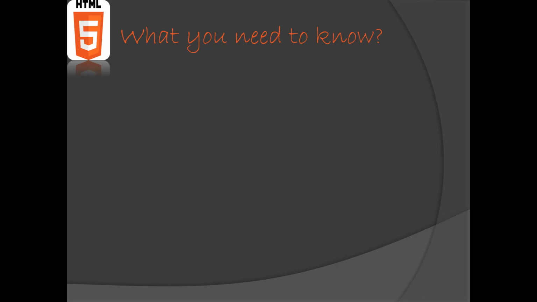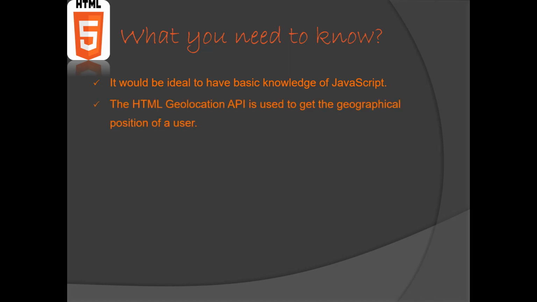So in this tutorial we will actually use a bit of HTML and some JavaScript as before, because we need to write some methods and functions to be able to get the geolocation of a user. Before we go ahead and do that, I just want to emphasize a few important points. First, like I said, it would be ideal to have basic knowledge of JavaScript. And second, the HTML Geolocation API is used to get the geographical position of a user.